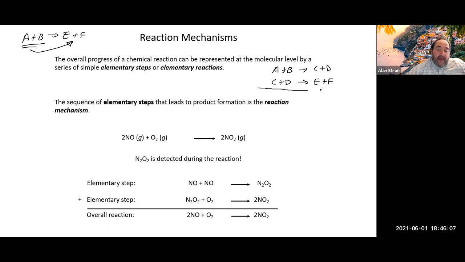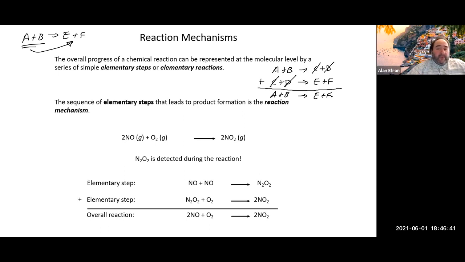And if we add both of these reactions together, we could cancel out what's the same on opposite sides of the arrow, kind of like what we did in redox reactions. So the C here and the C here will cancel out. The D here and the D here will cancel out. And that will leave us the overall reaction of A plus B goes to E plus F in this particular case. And we can see here that in the overall reaction, we don't see anything involving C and D in my example. But it is definitely there in this process.